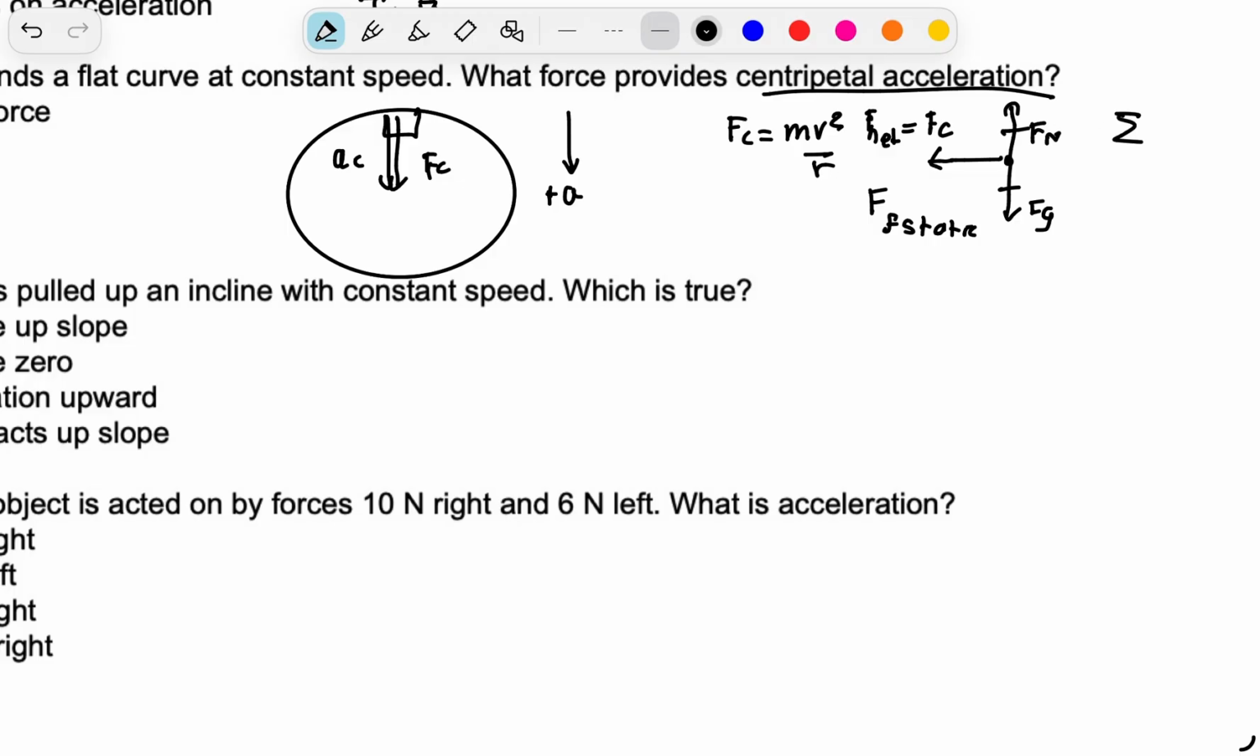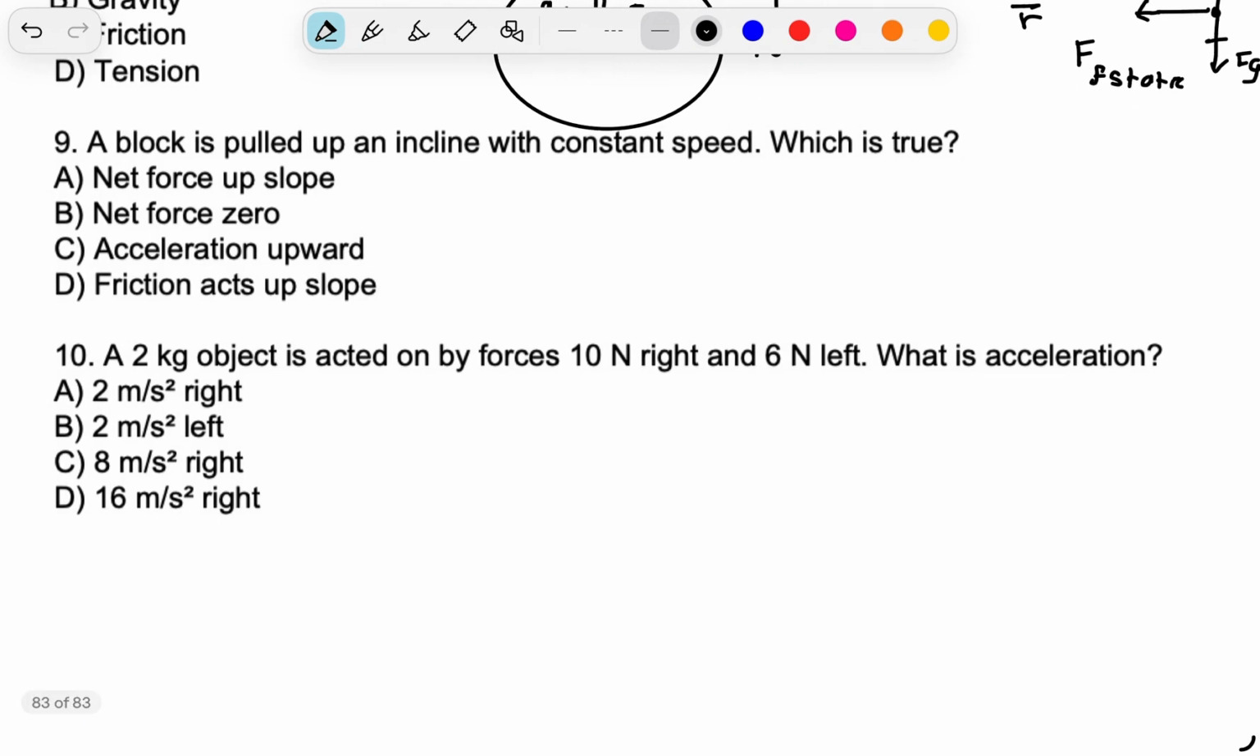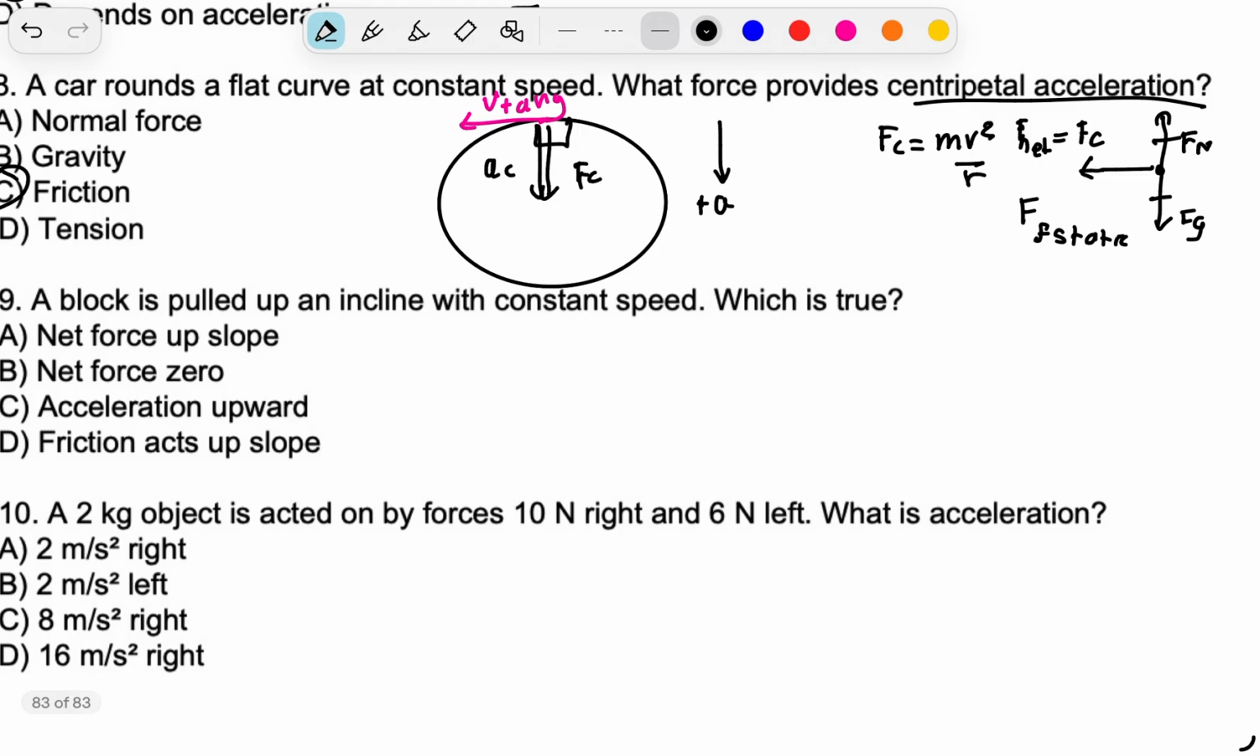Your Fn and Fg are going to cancel out and be equal to one another. So our answer is friction provides the centripetal force. You have velocity that's tangential, and when you're going around, you have an inertia that makes you want to go away from the center, but that static frictional force is going to keep pulling you back in and keep you moving in a circle.